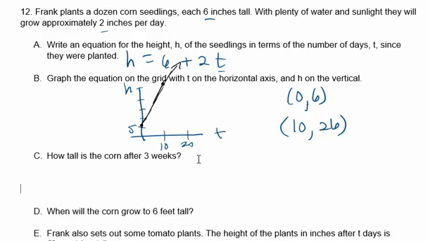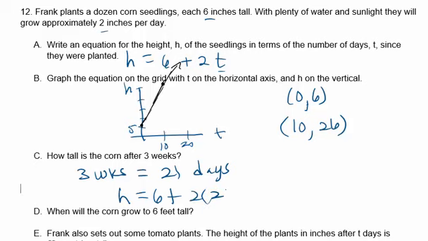Okay, so how tall is the corn after 3 weeks? Okay, so remember our t time is in days. So 3 weeks is 21 days. We'll substitute 21 for t, and we get h equals 6 plus 2 times 21, or 48 inches.